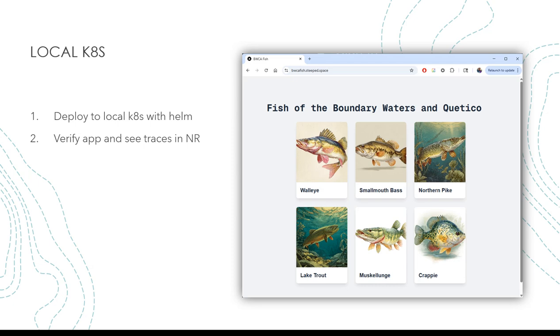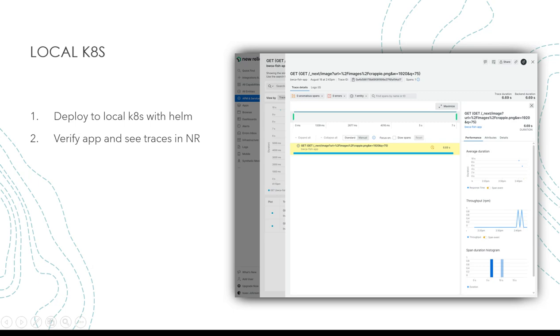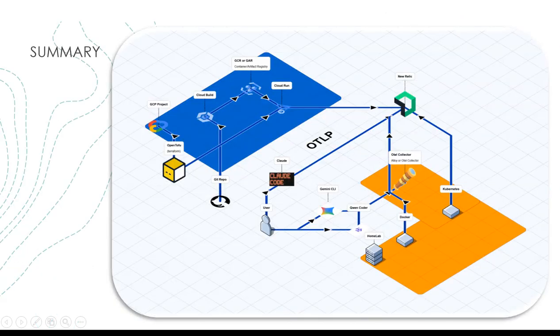So bwcafish.steeped.space, I always have a coffee theme, is a valid app with everything in there. And those traces also go into New Relic. So I can go into New Relic and see my trace data for the app right here with how long things are taking. So what does that mean? What do we end up here with?